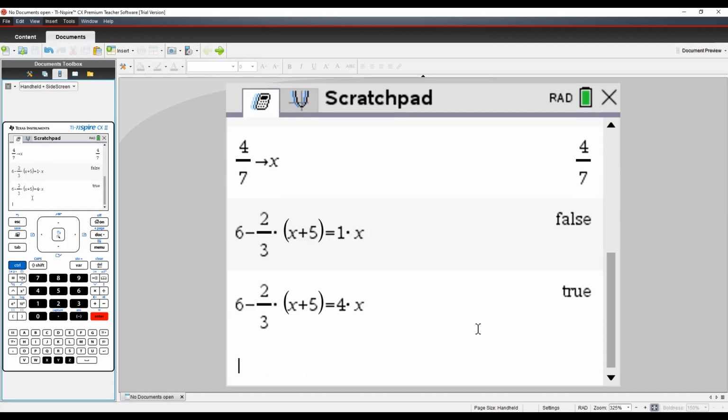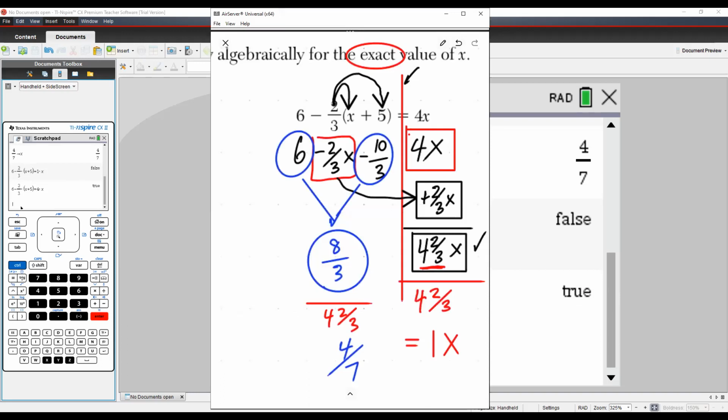And that's true. So 4/7 is the answer. I didn't type in the right equation. This shouldn't be 1x, that should have been 4x. But you see, I checked it. I put 4/7 into x, and then I used this equation, and I got a true statement. So Jameer, that means that 4 over 7 is the answer. We checked it. So we're done. We can put a check there. That's the answer. You would get 2 points for that.